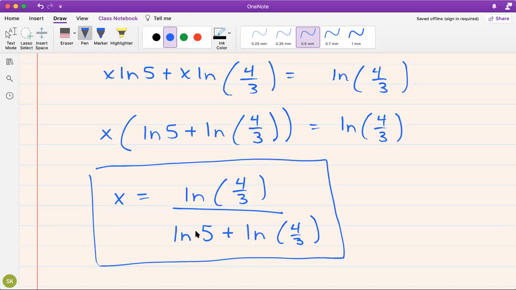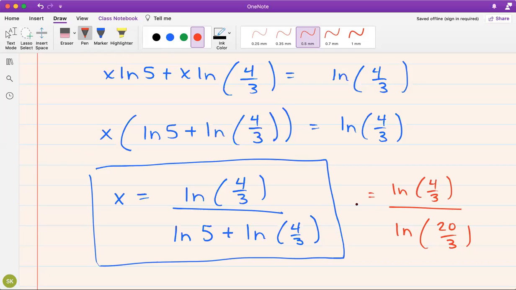You could also combine the ones on the bottom. So this is also equal to ln of 4/3, and on the bottom you have ln of 20/3. Now you can't combine these two, because remember, subtraction on the outside of a log becomes division on the inside. But here you have division on the outside, so you can't combine them. But you could combine these two on the bottom. So either one of these is correct.